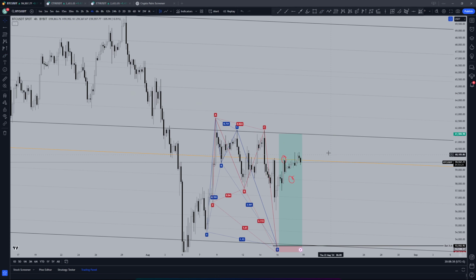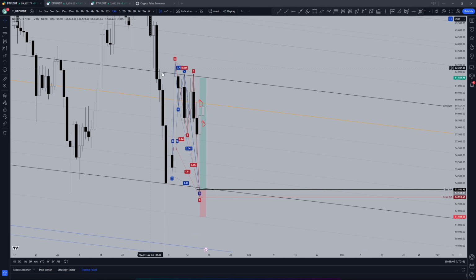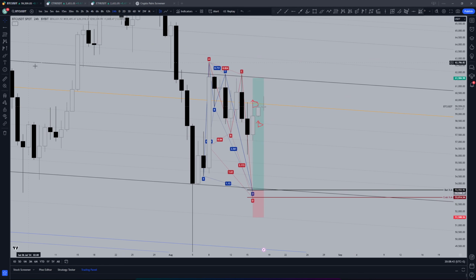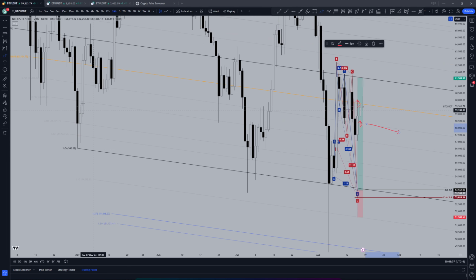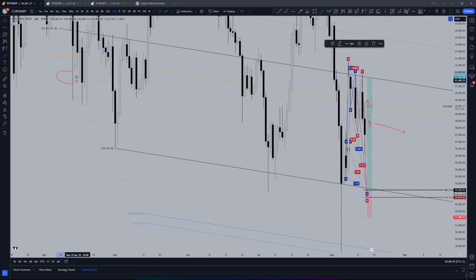And I kind of zoom in, and we seem to be rejecting this 618 point on the channel as well. So I think if we close below, we can at least see this line, right? That would be the logical next step. So we close below the 618 and we drop lower. I think that is going to be a 786 or a 707. Yeah, 707.